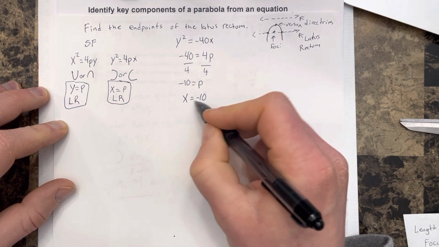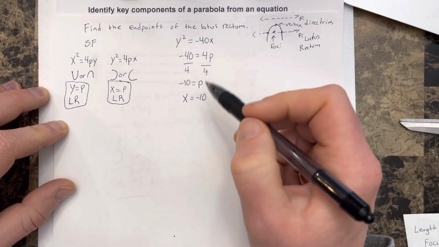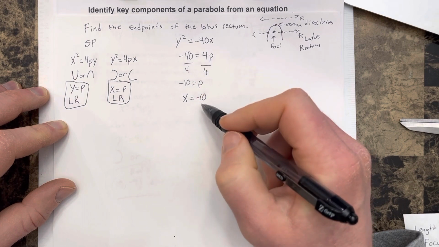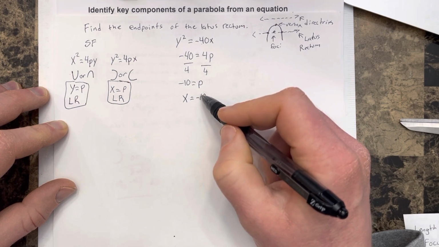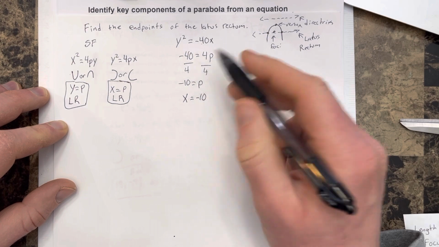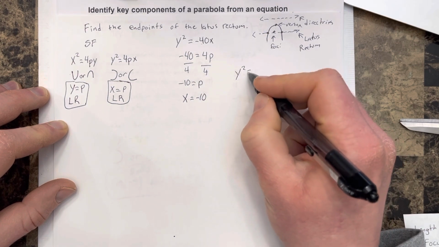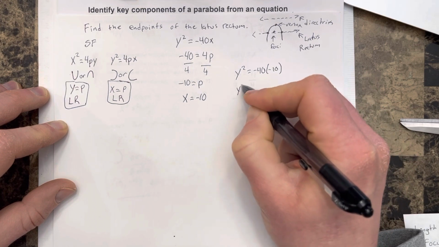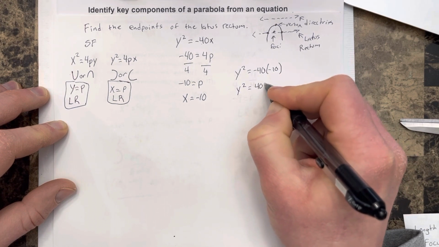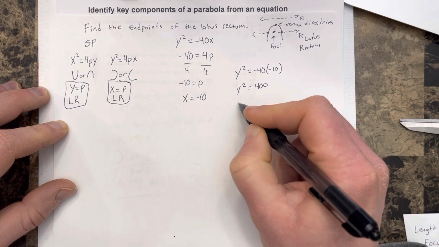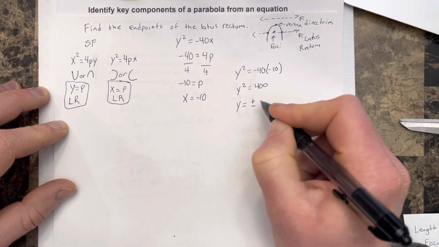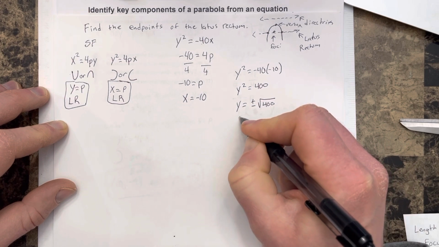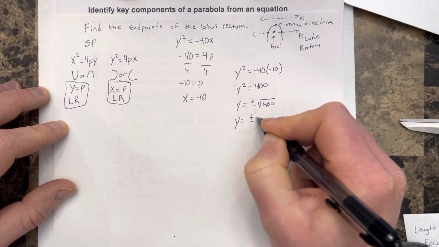So we have a vertical line that touches this parabola. And then if we want to find the endpoints, we take the negative 10 and plug it into the equation. So we're going to say y squared equals negative 40 times negative 10. So I get y squared is equal to 400. I take the square root of each side, I get y is equal to plus and minus root of 400. And so I get y is equal to plus and minus 20.